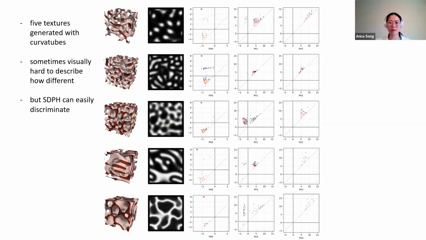Here I'm showing some SDPH diagrams computed on 5 synthetic shapes generated with the curvatubes model, which I designed in the first half of my PhD. And what's interesting to see is that even if by eye it's not really easy to describe how much difference and what types of differences you can find between, say, row number 2 and row number 3, SDPH is able to discriminate between them quite easily. And you can also apply the previous morphological interpretation on each of these diagrams to retrospectively explain the shapes.